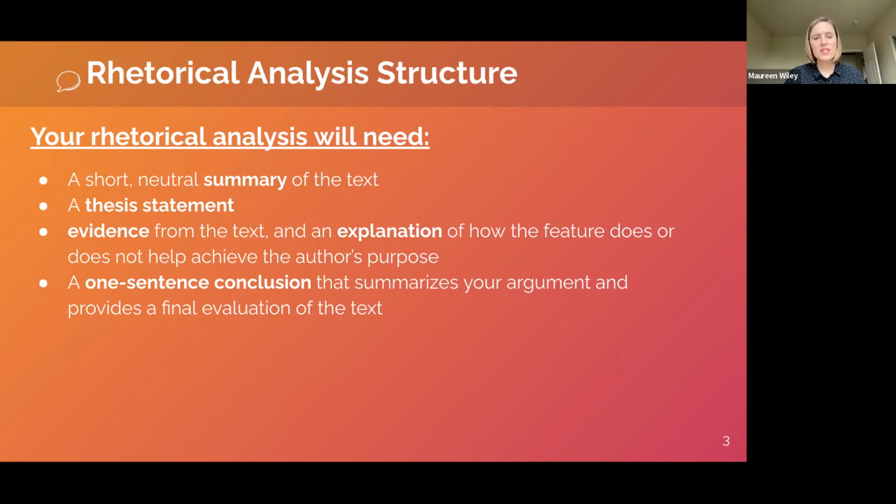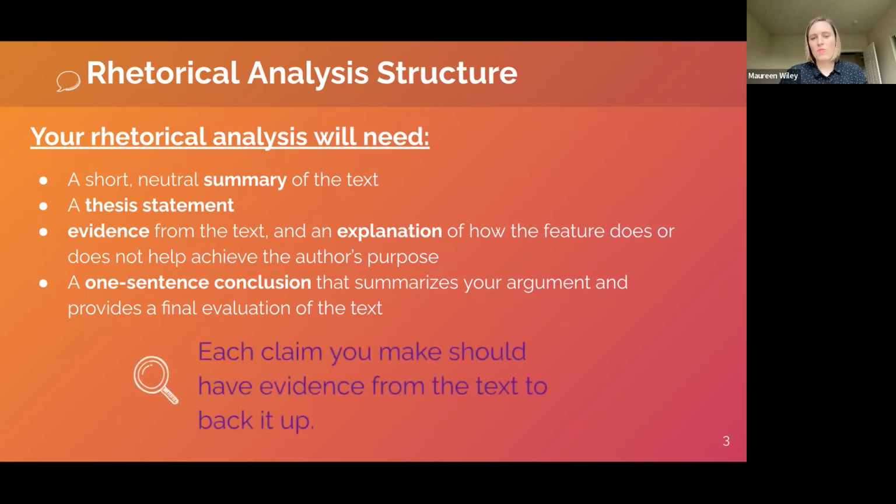And then finally, we have a one-sentence conclusion that summarizes your argument and provides a final evaluation of the text. You'll see there's an example in the assignment this week that provides a final evaluation of whether or not the author is successful in persuading their audience. So rhetorical analysis is, we're going to take a look at somebody's argument and see whether they succeeded or not in persuading their audience of the point that they're trying to make in this work. If it's a book, we might be looking at a chapter. If it's an article, we might be looking at the article. Those tend to be slightly easier to break down in the form of a rhetorical analysis.